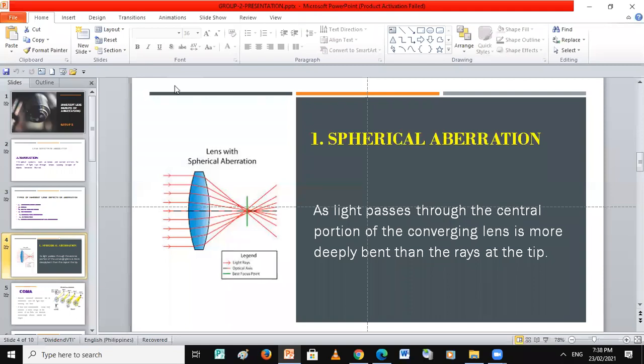Spherical aberration may be reduced through the blocking of the edges of the lens to produce a better focus of the object captured. So mostly the result of spherical aberration will be blurred. So next.